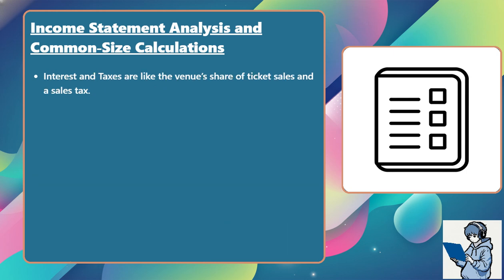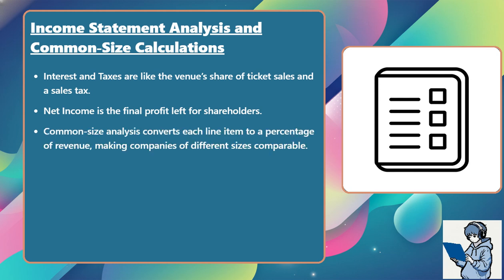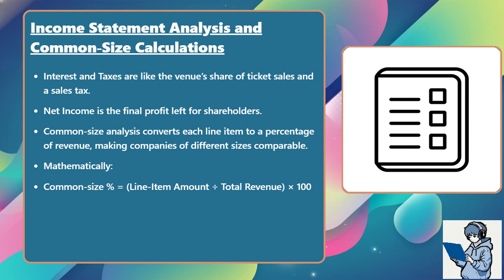Interest and taxes are like the venue's share of ticket sales and a sales tax. Net income is the final profit left for shareholders. Common size analysis converts each line item to a percentage of revenue, making companies of different sizes comparable. Mathematically, common size percent equals line item amount divided by total revenue times 100.